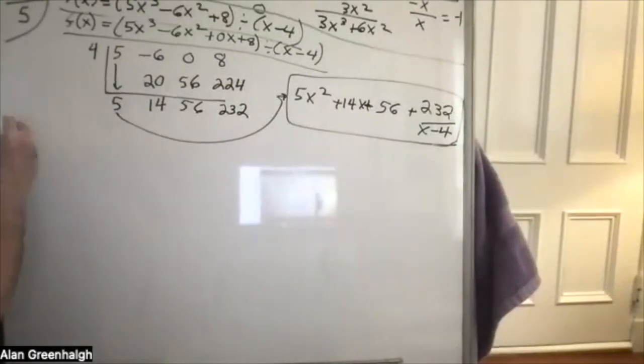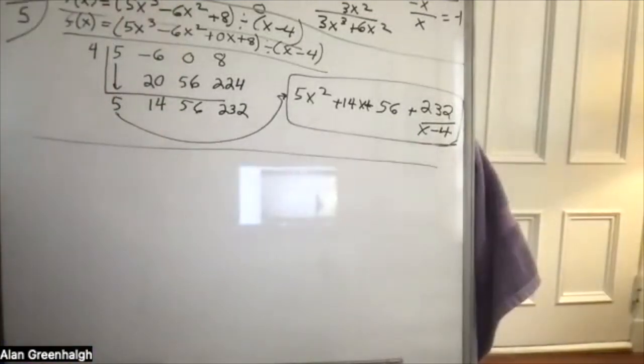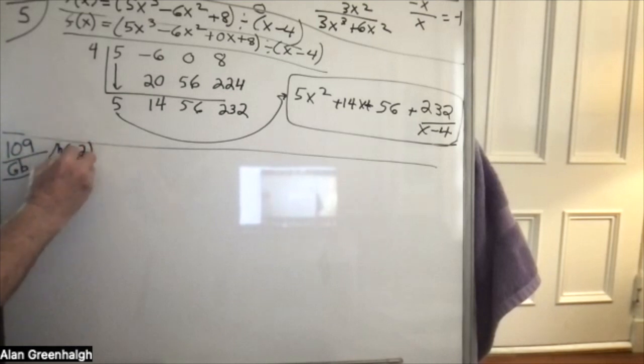Okay, let's go on to the next one, since nobody's asking a question. Page 109. Problem B. Use the remainder theorem. This is question 6B, I suppose. Use the remainder theorem and synthetic division to find each functional value. So we want to find h of -2.